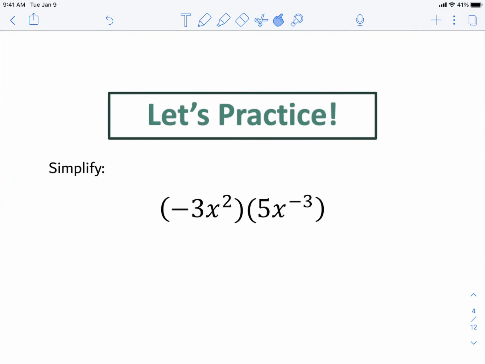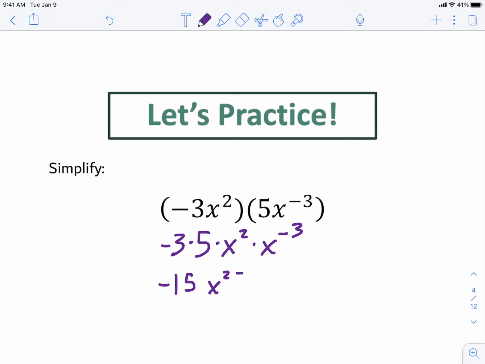All right, next one. With this, let's multiply the negative 3 and the 5, and then we'll put the x's next to each other. So this is going to end up being negative 3 times 5 for what we would call our coefficients. And then x squared times x to the negative 3. Negative 3 times 5, that is negative 15. And then x to the 2 plus a negative 3, which is the same as minus 3. That's going to be negative 15 x to the negative 1.